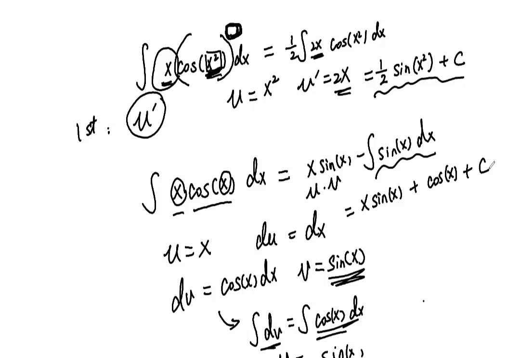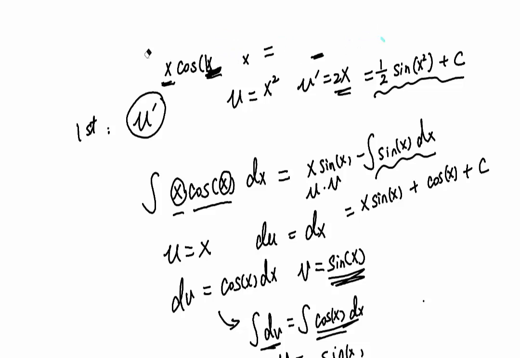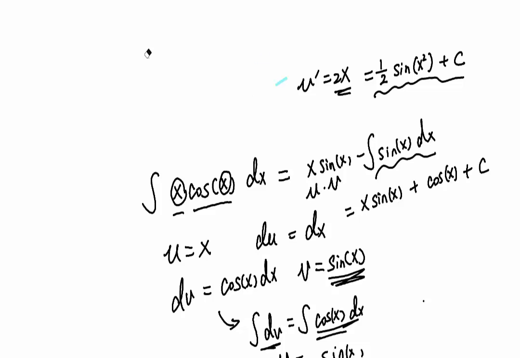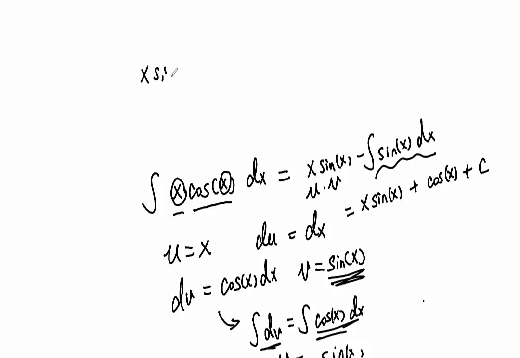Just want to verify our answer. I'm going to erase the top. When I verify our answer, we also review the derivatives you did in calculus 1. So we have x sine x plus cosine x, and we take the derivative of that. That's going to be the product rule right here. I'm going to do it very quickly.